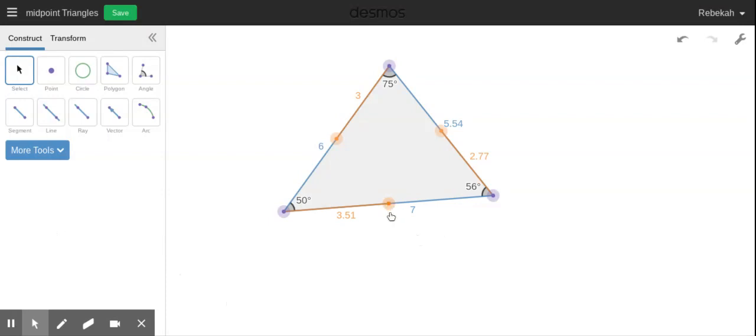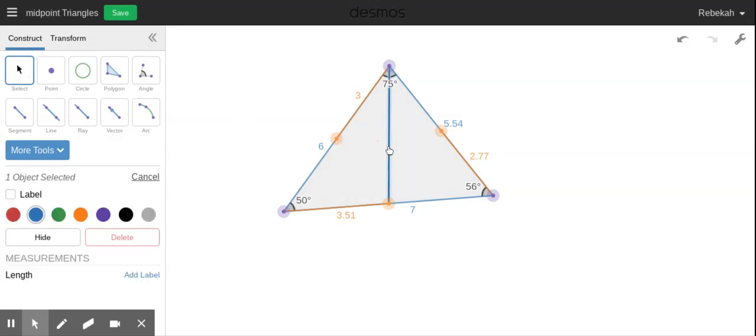And I've put that dot already for you. I built this ahead of time. And what you can do is you can draw a line segment from that spot to the vertex. And that is called the median. I'm going to label it so you know what I'm saying. All right, so the median is from the midpoint of the side to the vertex.